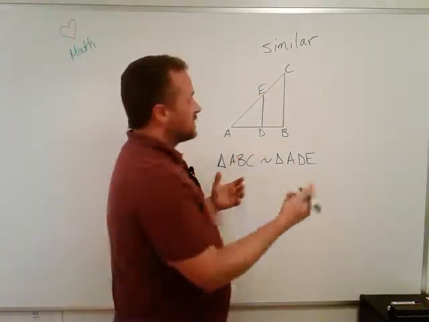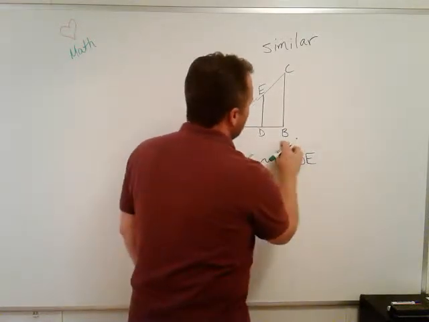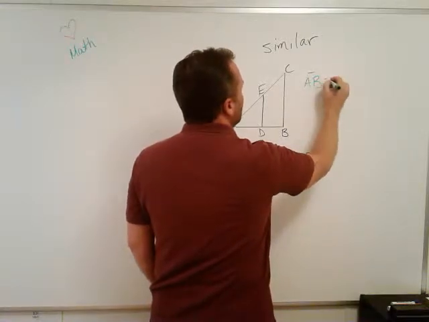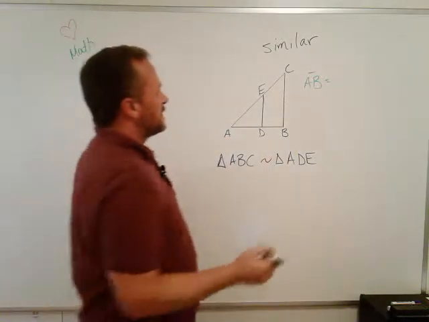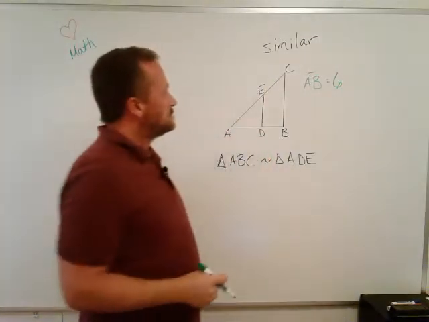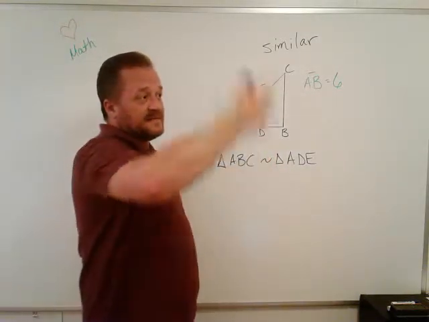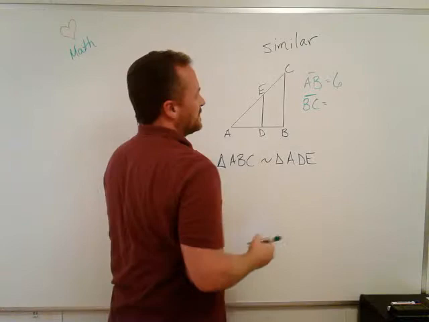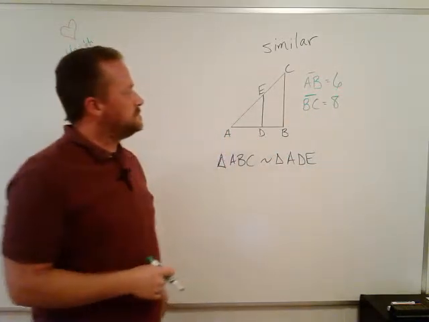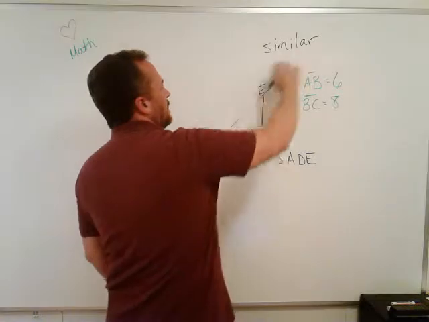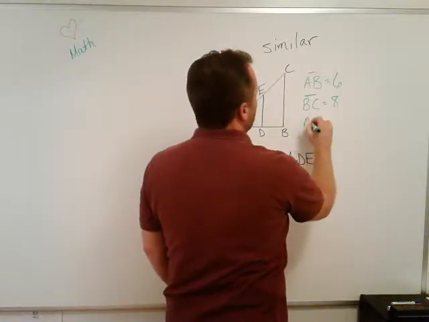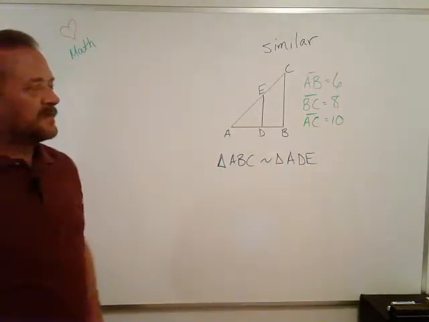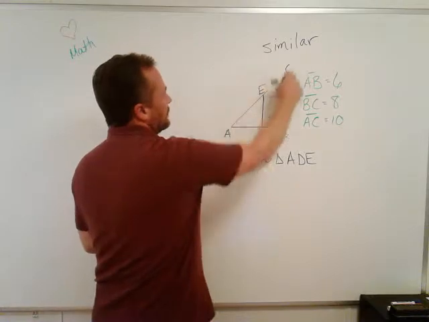Let's look at the big triangle first. And I'm going to say side AB has a measure of 6. Okay? Side BC, right here, has a measurement of 8. And finally, this side right here has a measurement of 10. Okay, so that's the big triangle. That's this guy right here.